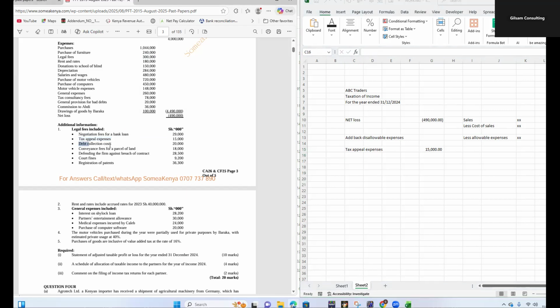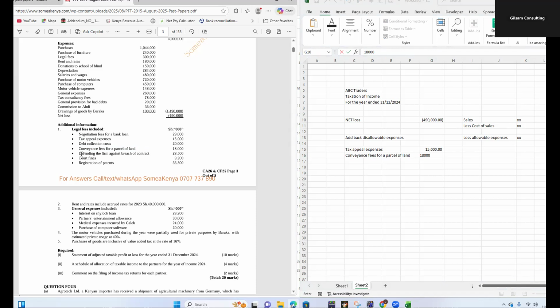Debt collection cost, yes, we are collecting the customers' owings, so that is allowable. Conveyancing for a parcel of land is also part of the tax fees for the land, so it is disallowable. Yes, we disallow that.